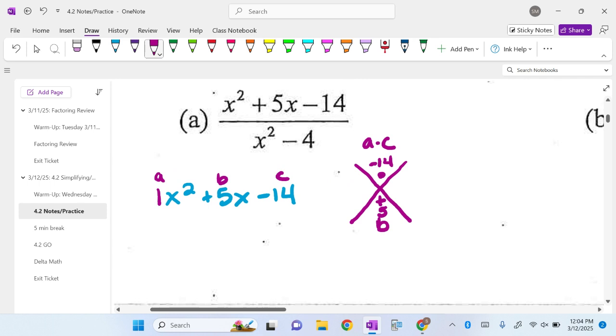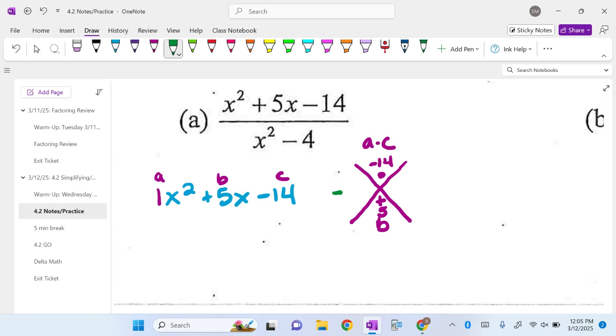So I need two factors of negative 14 that add to 5. Now, if I'm multiplying to a negative number, what are the signs of my factors going to be? If you're multiplying to a negative number, what's the only combination of signs that will always give you a negative number? A positive and a negative. So that means that one of my numbers is going to be positive, and the other one's going to be negative. So I'm just going to write one negative sign in, just so I know that one of them has to be negative.